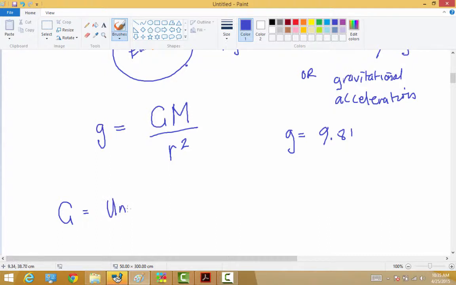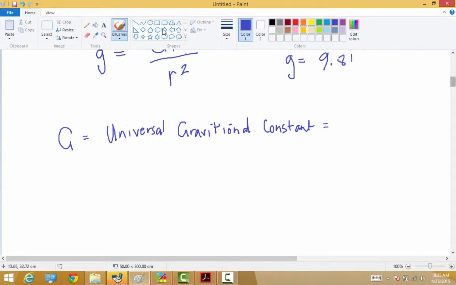It's the universal gravitational constant, and that is equal to, quite a big number, right, it's equal to 6.67 times 10 to the negative 11, so it's actually quite a small number. Newton meters squared per kilogram squared.